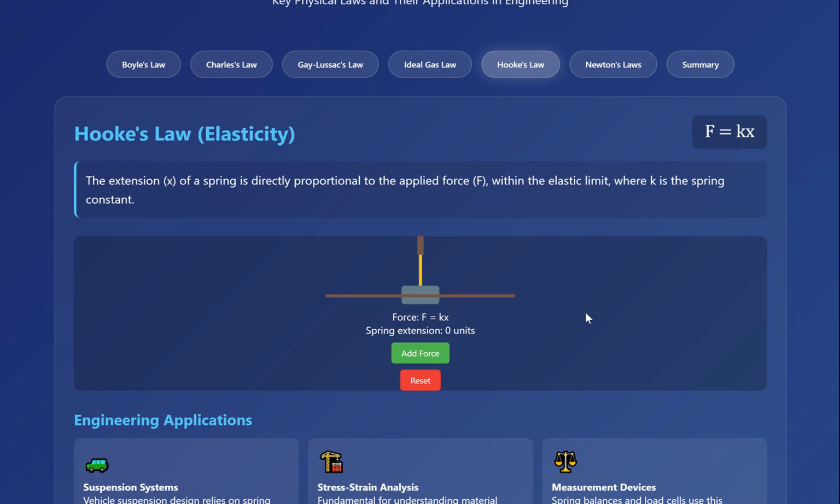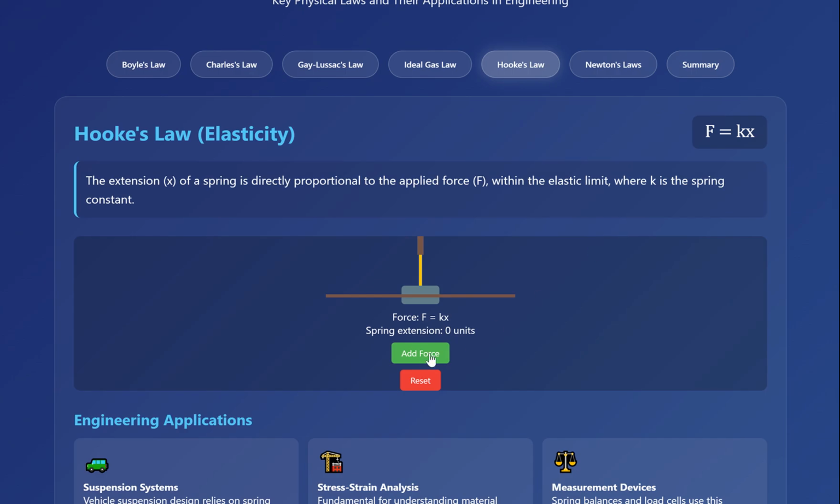Then we have what we call Hooke's law. Hooke's law, in simple language, is about understanding the elasticity of a material. When you apply a force, for example on a spring, it elongates. So there's a linearity that it takes. We call it the elastic limit, where it is not beyond deformation. So the extension of a spring is directly proportional to the applied force, but within the elastic limit, where k is the spring constant.